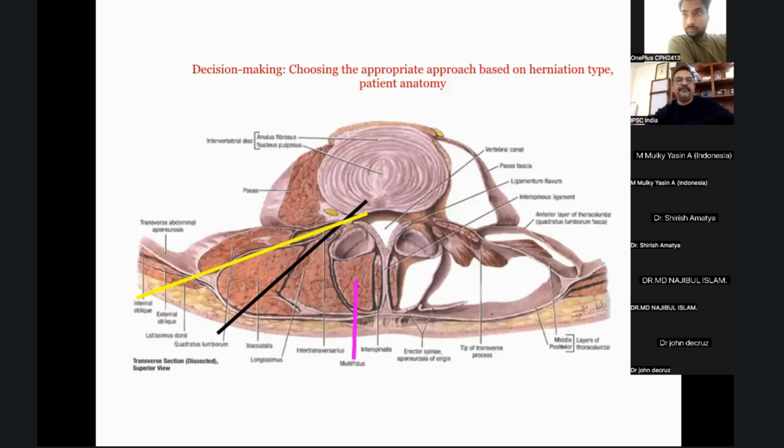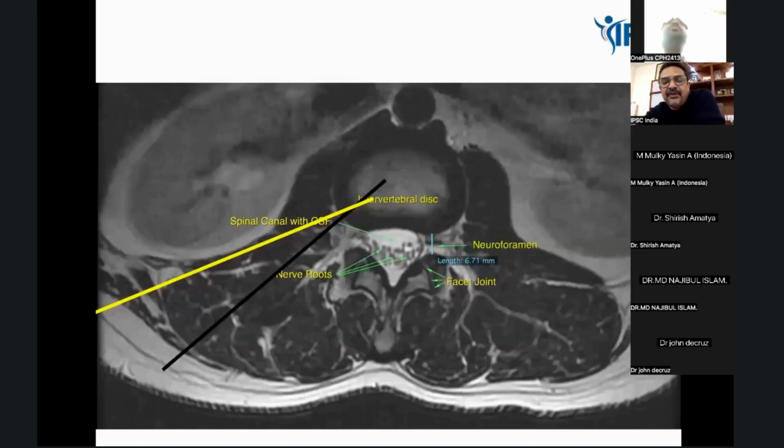So decision making depends on the type of herniation, the patient's anatomy, the size of the patient, and whether there is sequestration or migration, upward or downward. We can see all these on the MRIs, and accordingly we can set our trajectory. But before that, we must know all this anatomy in detail. We must know how to read the MRI.